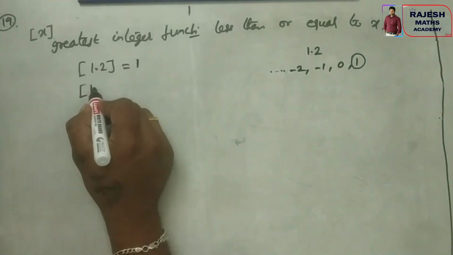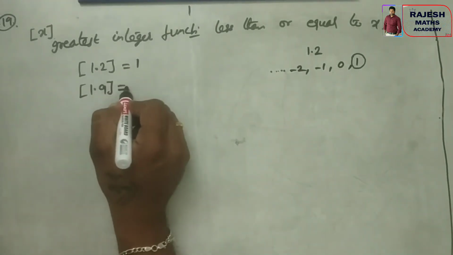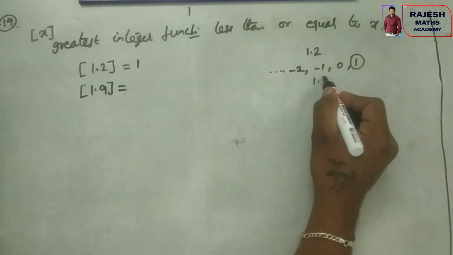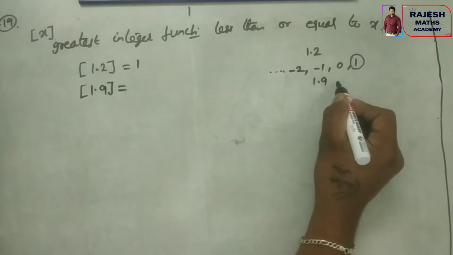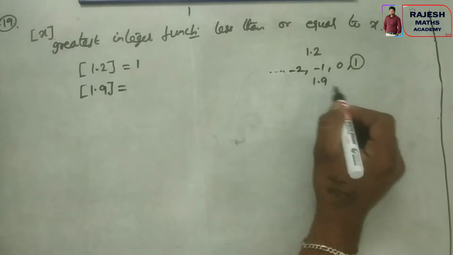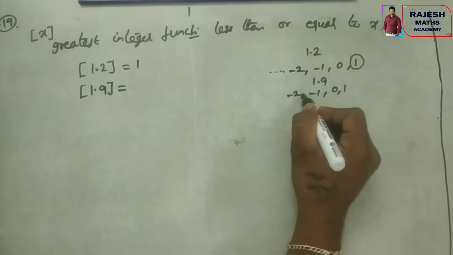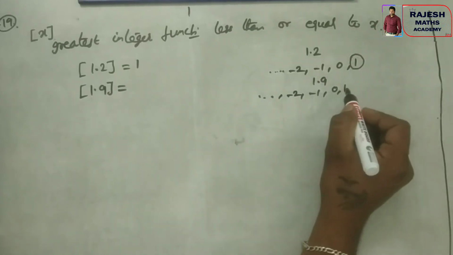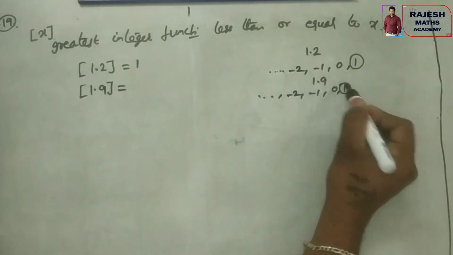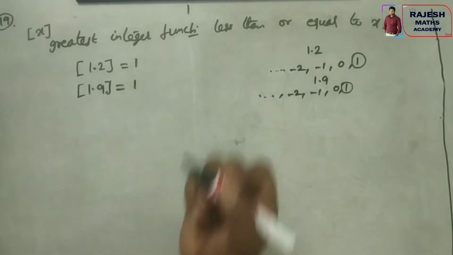Similarly, I can take 1.9. So the greatest integer of 1.9. Equal to 1.9, there is no integer. Less than this, what integers will come? 1, 0, minus 1, minus 2, etc. Among all these, what is the greatest integer? 1. So its value is 1.